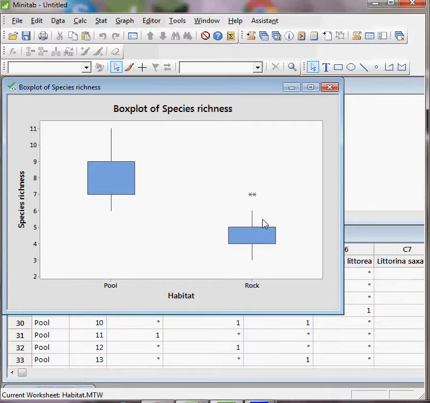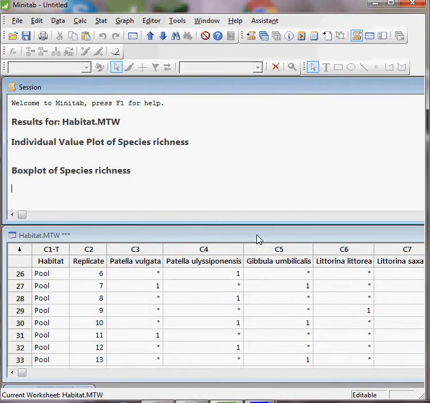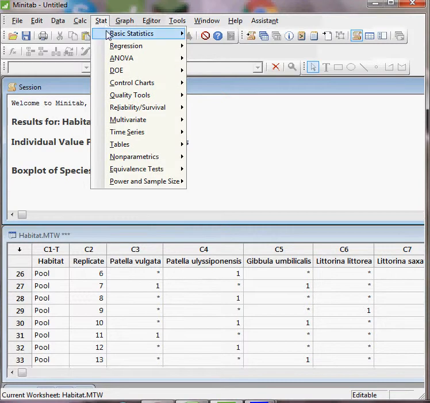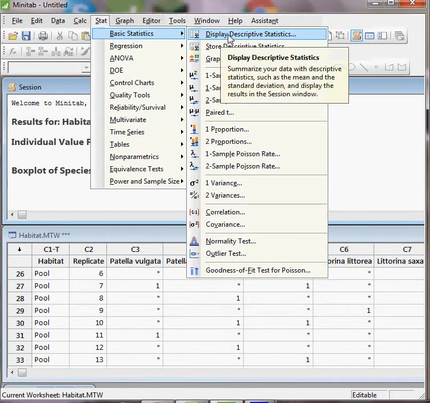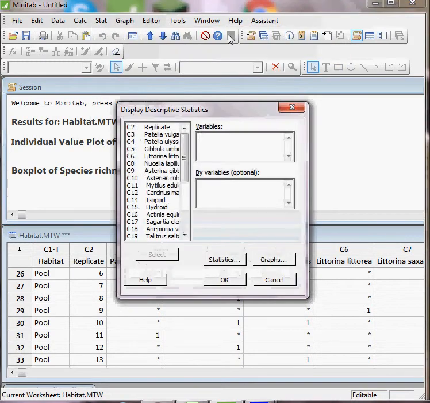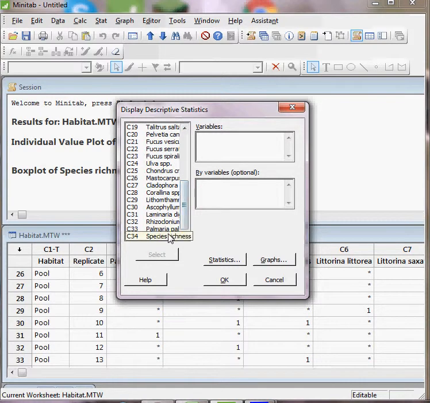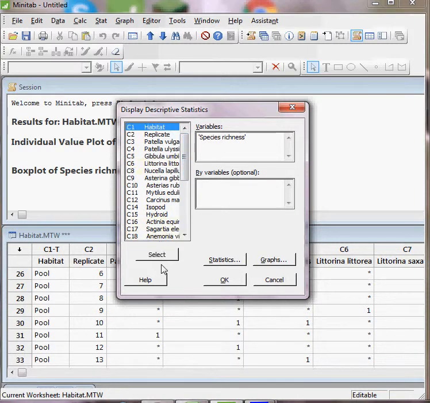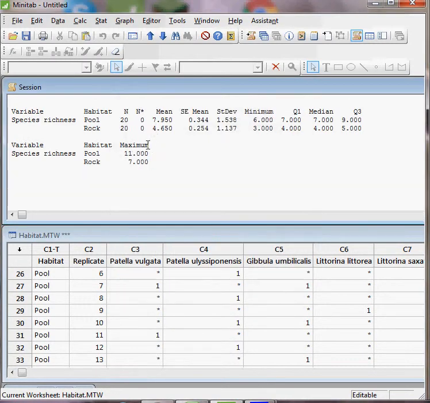What we're most interested in is convincing ourselves that the variance at each habitat is the same. We can be a little bit more formal there and actually calculate the group summary statistics. So if we go to stat, enter basic statistics and ask to see the display of descriptive statistics, the variable we're interested in again is the species richness, and the optional by variables that we're interested in is to see how this varies by habitat. And if we select this, the procedure will print out some information.